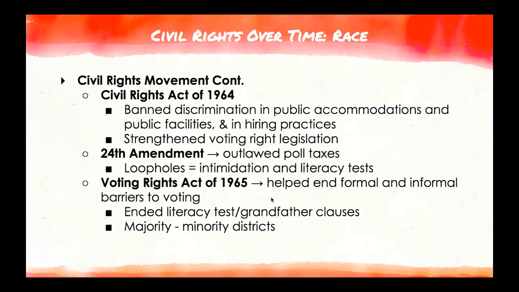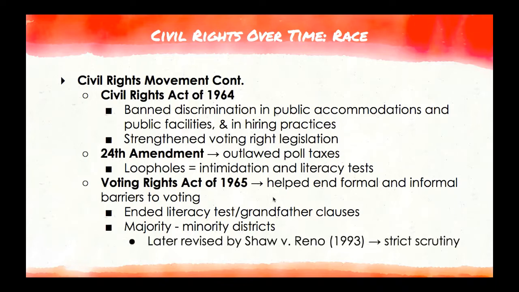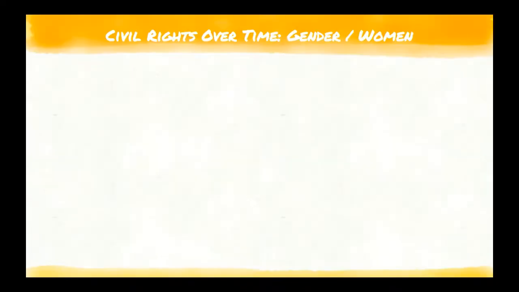It was actually expected to accommodate and redress past wrongdoings for people of color. Now, that has since been revised by Shaw v. Reno, right, which we know when we talked about gerrymandering, race cannot be the sole factor when redistricting, and it has to come under strict scrutiny. So Shaw v. Reno is actually an example of upholding the rights of the majority and restricting minorities.